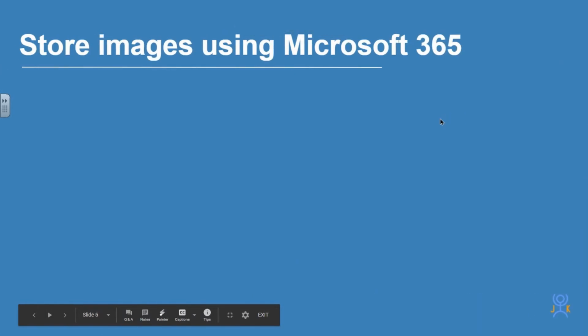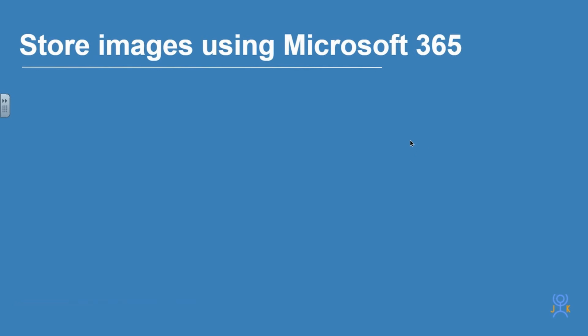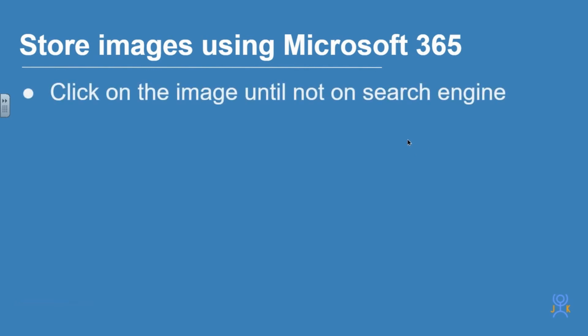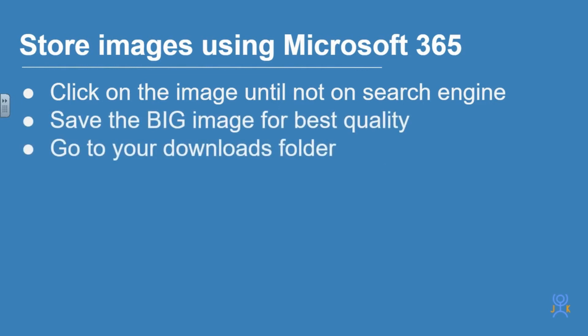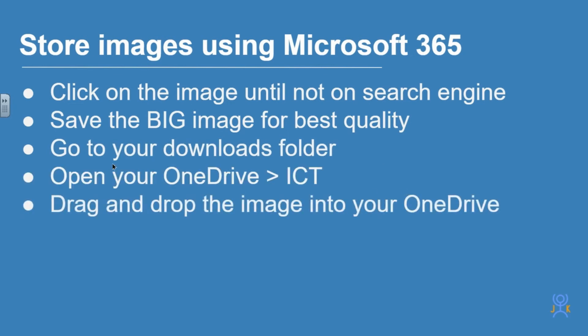Right, next. Storing images using Microsoft 365. So you could, when doing this, click on the image until you're not on the search engine anymore. I'll show you that in a sec. Save the big image for best quality, and then when you're done, go to your downloads folder, and I'll show you how to upload it into OneDrive.